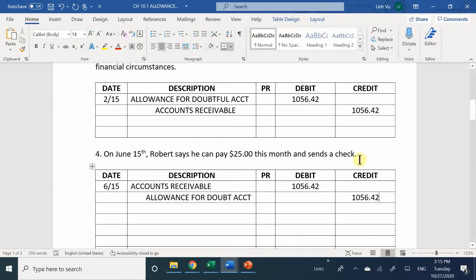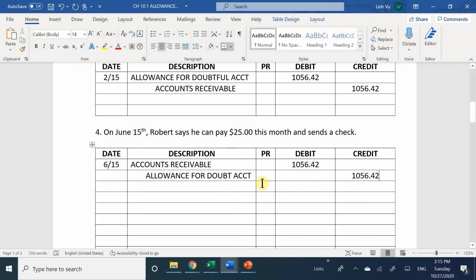Now, if he sent us another check to pay towards it, how do we journalize that? That's going to be checking for the 25. And then that's accounts receivable for the 25 in that column.